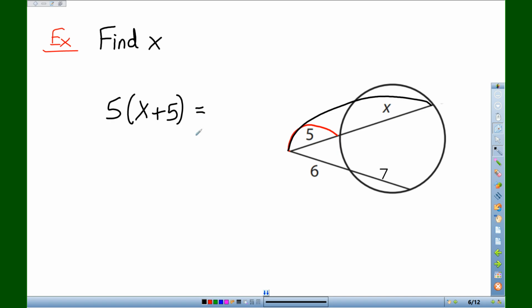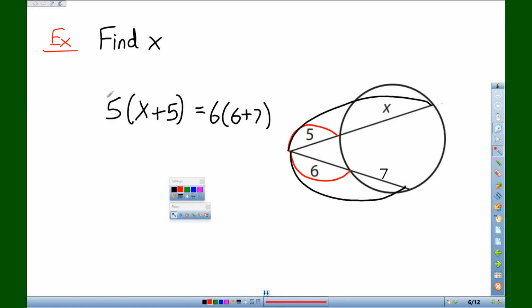Okay, and with the other line, we do the same thing. So first, outer segment, so that's 6. And then we multiply it times the entire line, which is adding together its 2 parts, 6 plus 7. Or 7 plus 6. It doesn't matter what order you add them. So a little bit more complicated, but still now we have something we can solve. So on the left, we have 5. We can distribute that into the parentheses.